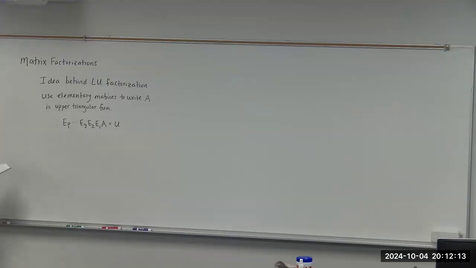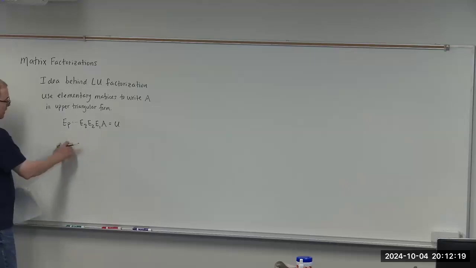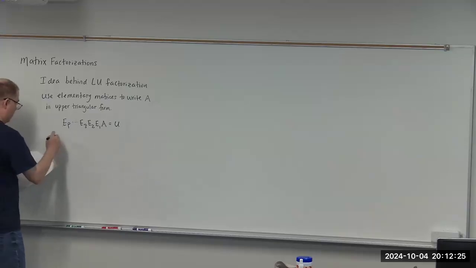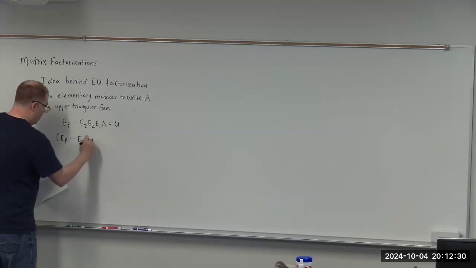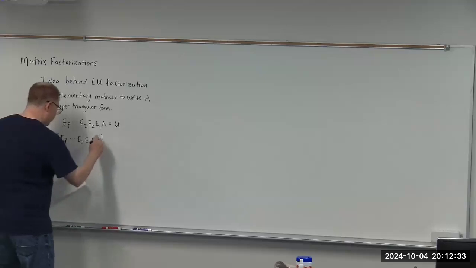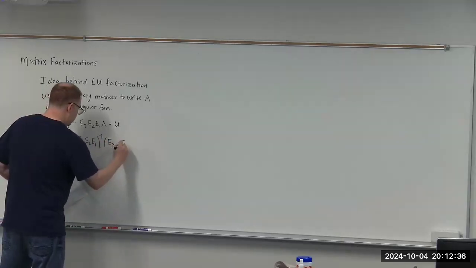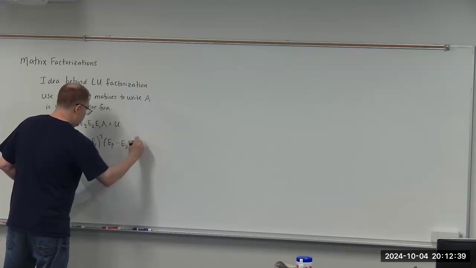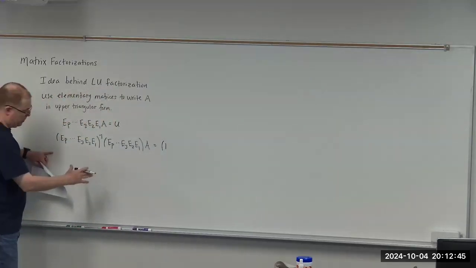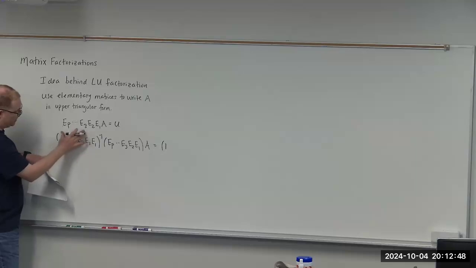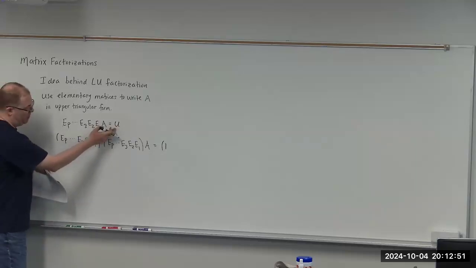Now what we're going to do is multiply both sides of this by the inverse of the matrix in front of A. So we have EP, E2, E1. Going back to the idea of matrix algebra, if I take the inverse of this on this side, then I have to be consistent over here. So I have to multiply it on the left side of U.